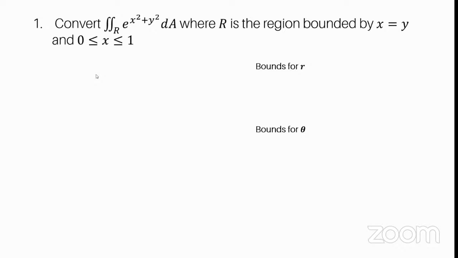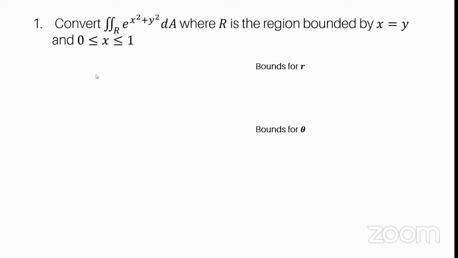So for number 3, we're asked to convert the double integral of e to the x squared plus y squared dA over the region R, where R is the region bounded by x equals y and x between 0 to 1. For this item, ang importante kasi sa pagko-convert from Cartesian to polar is that we know kung ano yung itsura ng region natin. Kahit naman sa ibang parts ng multiple integrals, kailangan lagi alam natin kung ano yung itsura ng region.